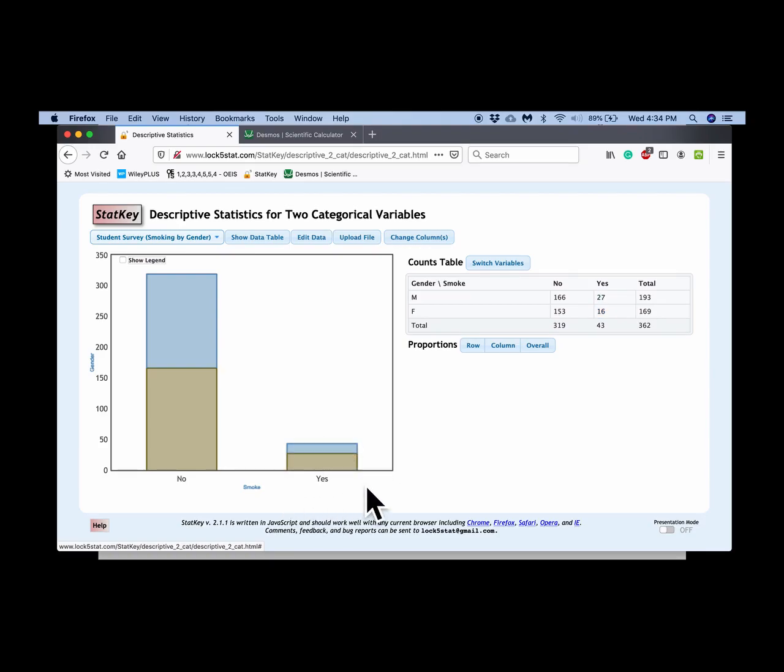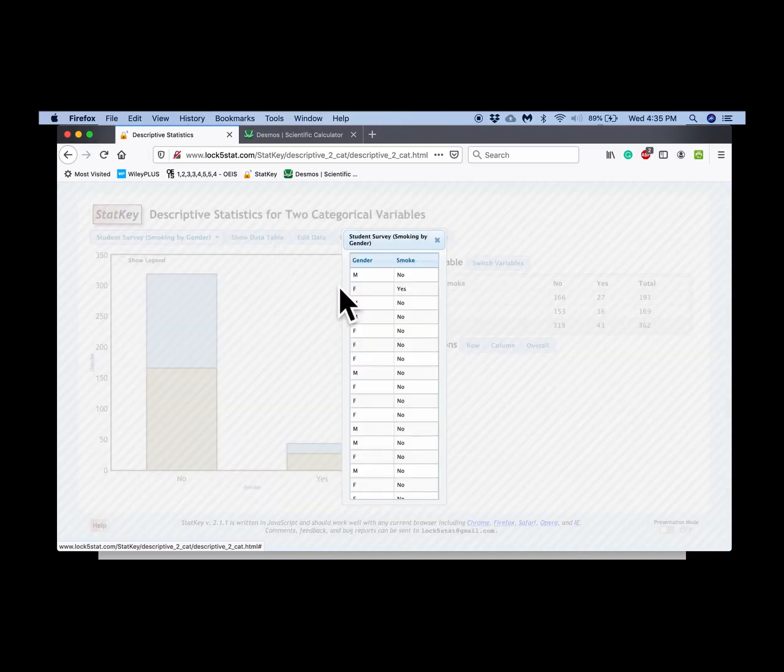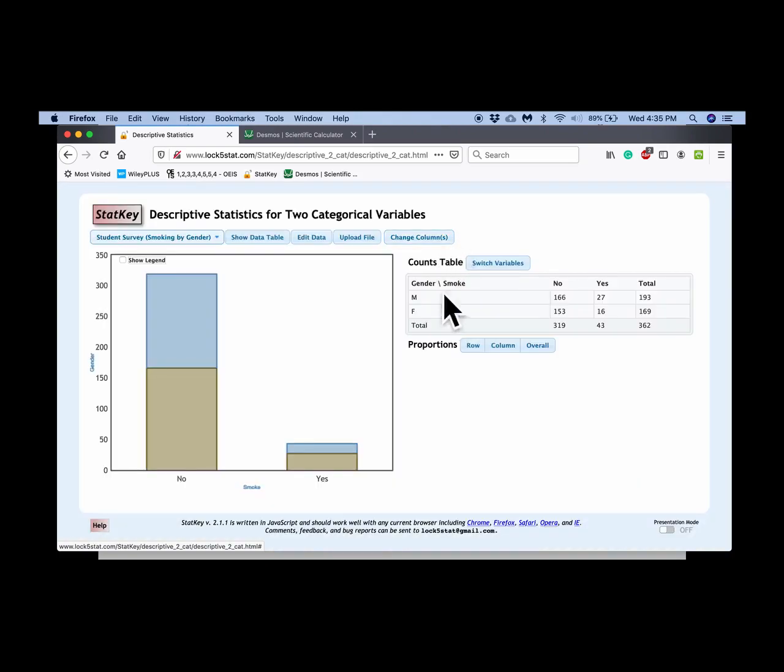So right away, you can see very quickly just by looking at the heights of the bars that there are many, many more non-smokers than smokers. And then we can see how these bars, the non-smokers and the smokers, are divided amongst themselves into males and females by looking at the relative heights of the colored subsections within those bars. Okay, so that's a description of what the data set looks like to start with, and then how that data set is brought into StatKey and summarized in a table and graphically.